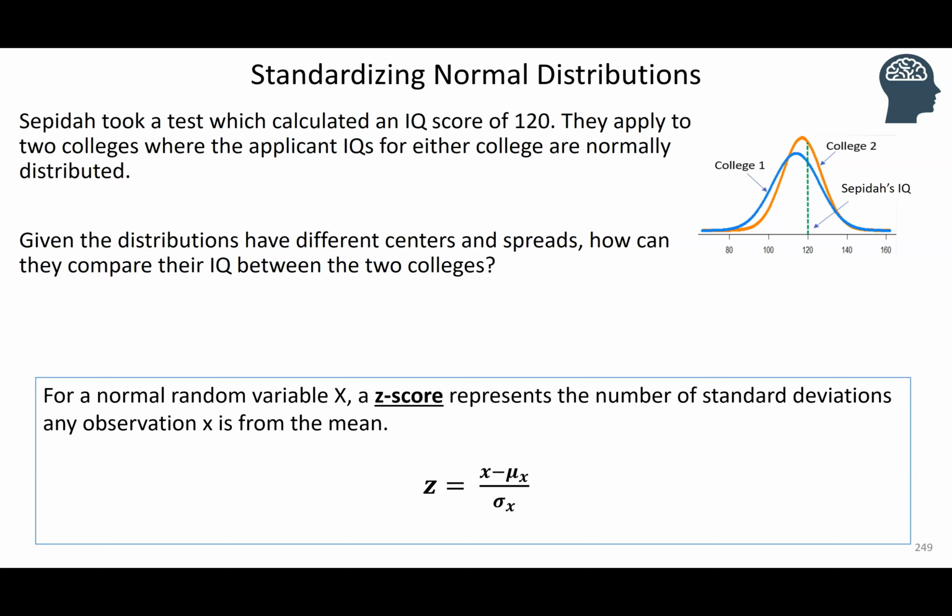So for anything that has a normal distribution, we can calculate what's called a z-score. A z-score represents how many standard deviations away from the mean. If you have a positive score, it means how many standard deviations above the mean. If you have a negative score, how many standard deviations below. So x is whatever the score is, minus the average at that college or whatever variable you're looking at, then divided by the standard deviation.